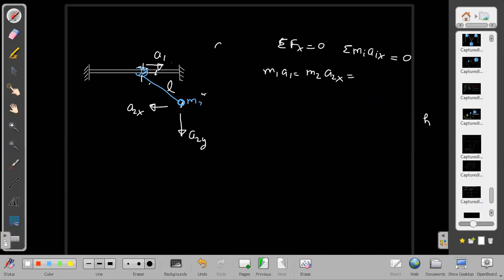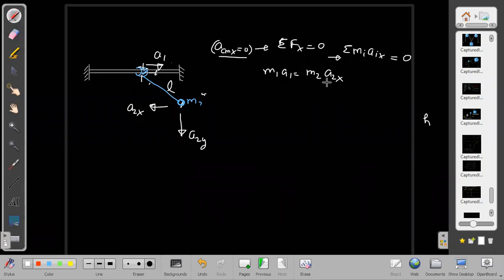Or I can simply say that the acceleration of the center of mass along the x-axis is 0. From this we are getting m1 a1 positive, m2 a2 negative. So when we take it to the other side of the equal sign, it will become m1 a1 is equal to m2 a2x.